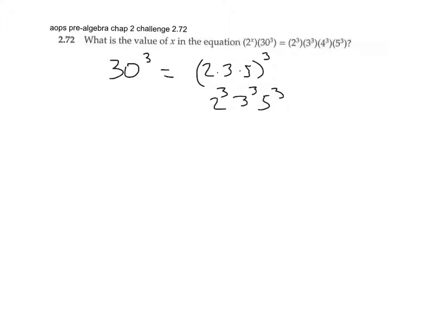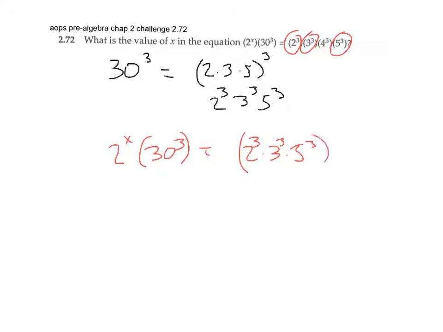But if we look at what we've got over here, there's a 2 cubed and a 3 cubed and a 5 cubed. So if we rewrite this, we have 2 to the x times 30 cubed equals 2 cubed times 3 cubed times 5 cubed. And then the other term there is the 4 cubed.